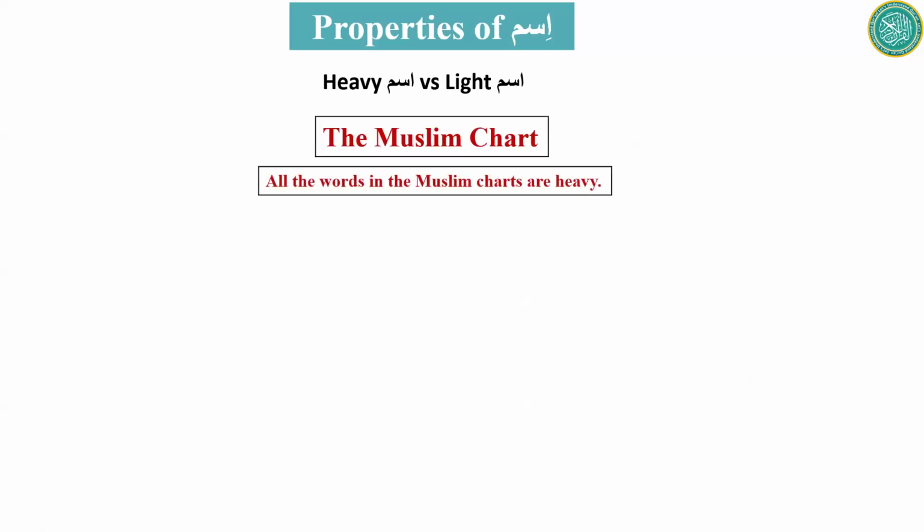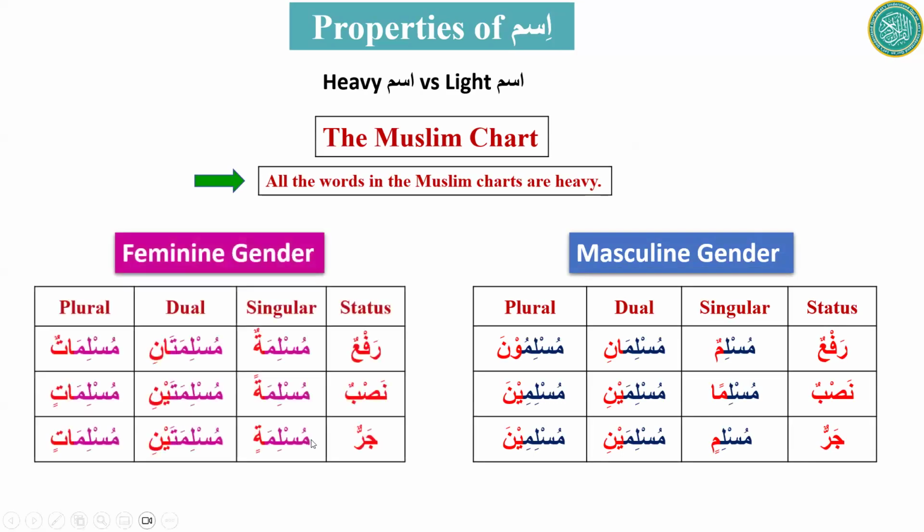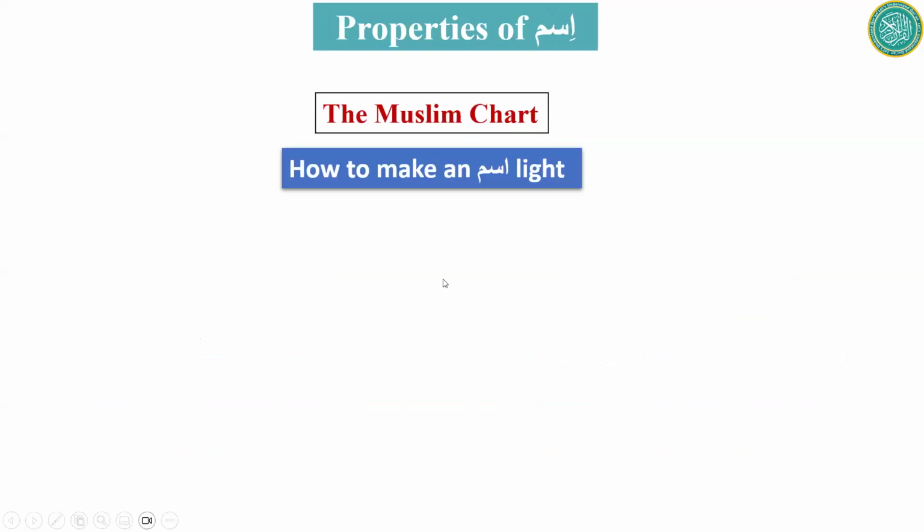The Muslim chart. All the words in the Muslim chart are heavy. Remember this. Muslimun, Musliman, Muslimin. Muslimani, Muslimaini, Muslimaini, Muslimuna, Muslimina, Muslimina. All these 9 words in the masculine gender Muslim chart are heavy. And same is the case for the feminine gender chart. Muslimatun, Muslimatan, Muslimatin, Muslimatani, Muslimataini, Muslimataini, Muslimatun, Muslimatin, Muslimatin. All these words are heavy. So you know heavy already.